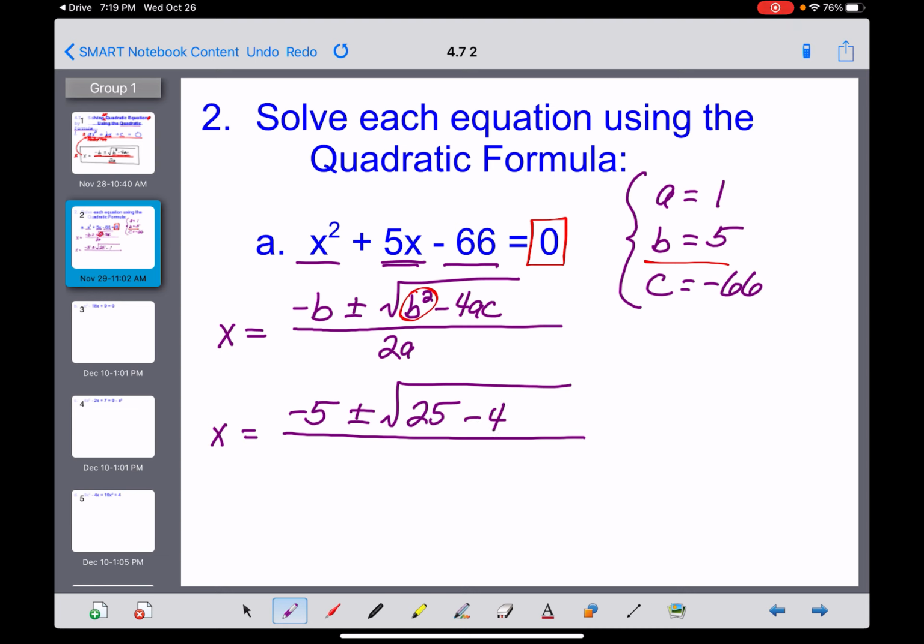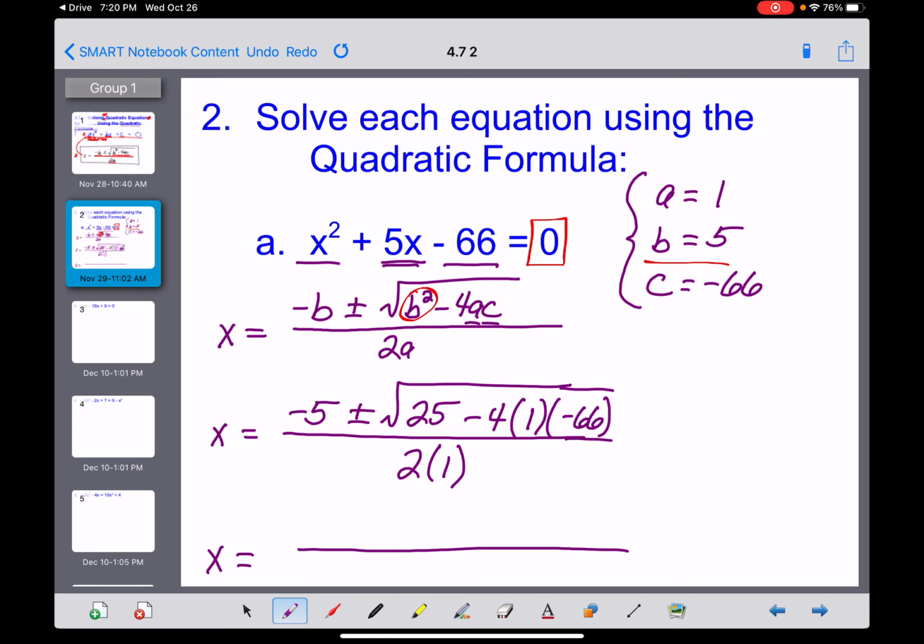Minus 4, and then guys, I can't recommend this strongly enough, use parentheses here for your A and your C. Our A value is 1, and our C value is a negative 66. Okay, so that takes care of the numerator, and the denominator is 2 times an A value, we said, of 1. Okay. So that takes care of all the substitution there.